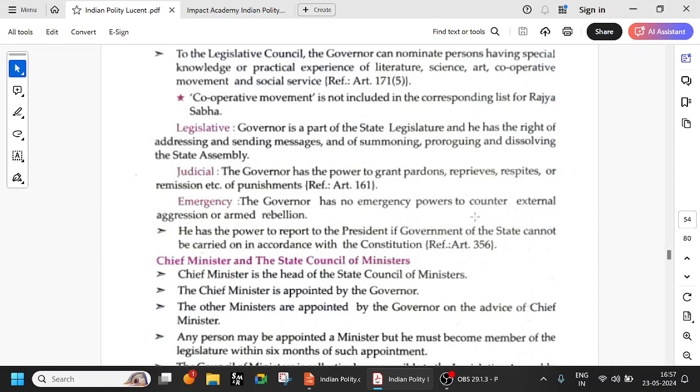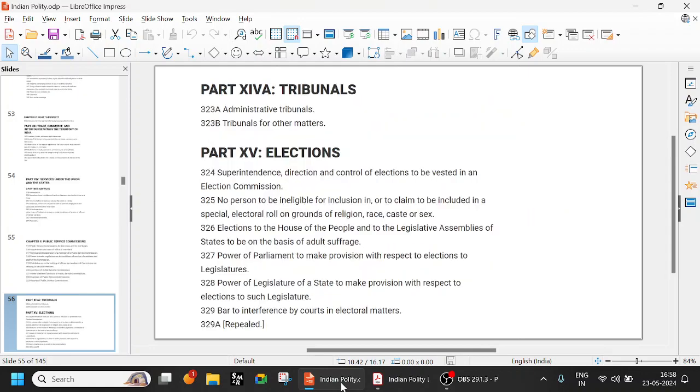So the governor has no emergency powers to counter external aggression or armed rebellion. So when it comes to emergency, national emergency, state emergency, all those things, those are the powers of the president, parliament, etc. Okay, state legislative governors don't have those powers. He has the power to report to the president if the government of the state cannot be carried on in accordance with the constitution. So this is the president's rule. Article 356 is very prominent, right? Everybody knows this. It's called the president's rule.